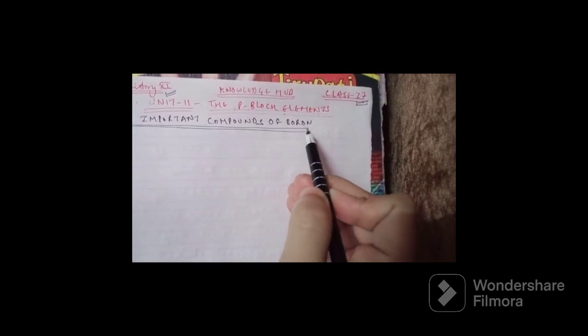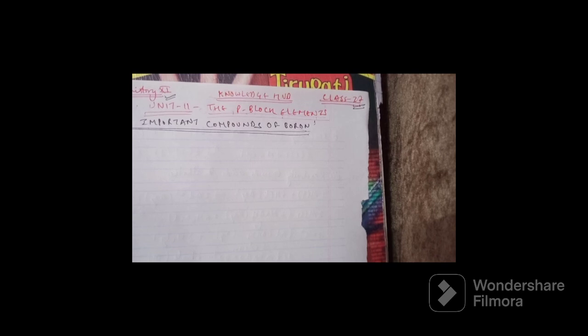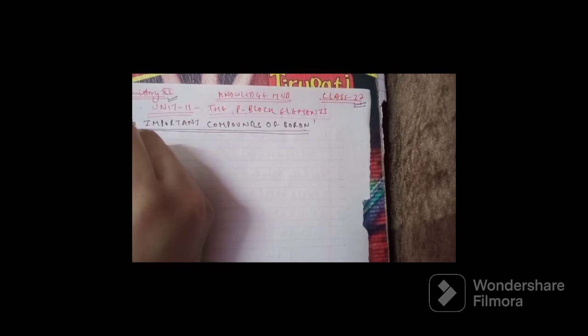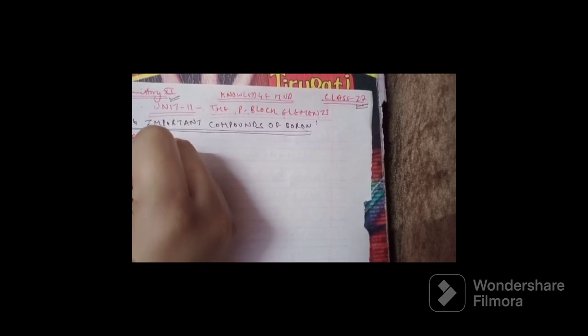In terms of some important compounds of boron, that is what we're going to discuss here. Some useful compounds of boron are borax, orthoboric acid, and diborane. We'll briefly study their chemistry. First, we'll discuss borax in detail. The first one, borax.